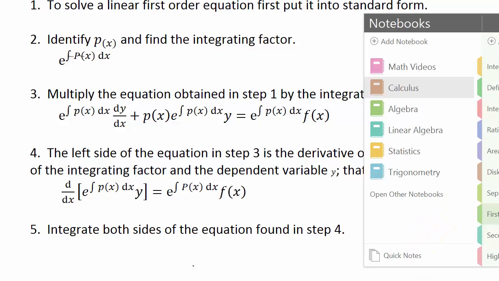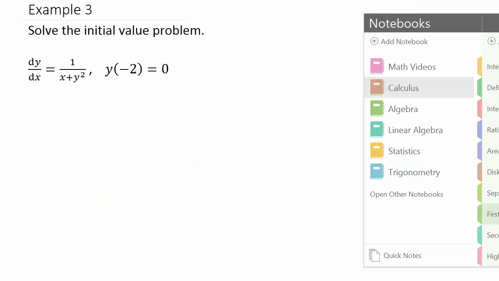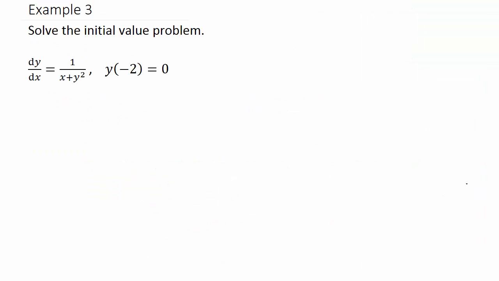So let's take a look at this third example. Here we have an initial value problem to solve. They give us a condition, y of -2 is equal to 0. When we look at this, notice that this equation is not linear in y. You see how we have this y squared here? It's not linear in y.